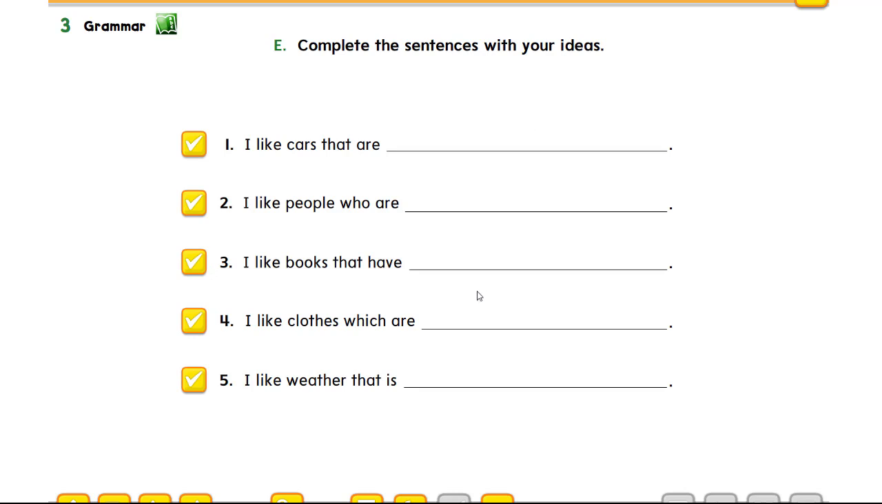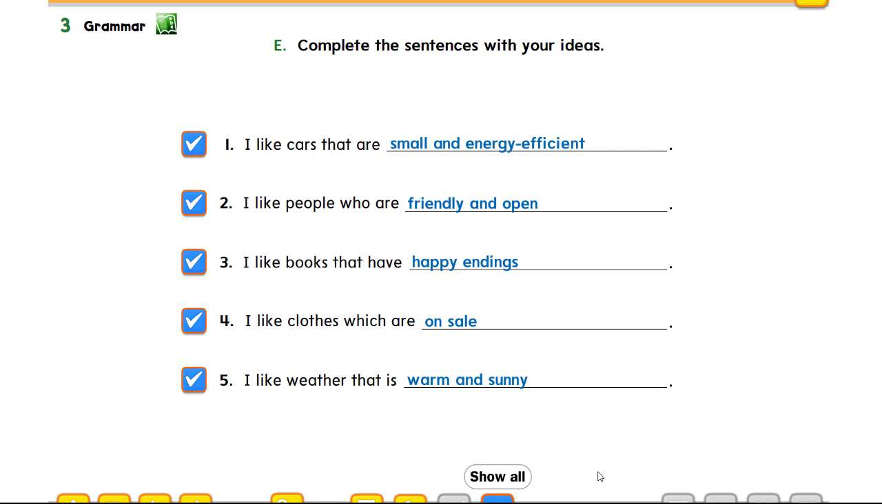Complete the sentences with your ideas. أكمل جملك بأفكارك باستخدام تعريف إلى cars, people, books, clothes, weather. I like، أنا معجب به، الذي. Answers: 1. I like cars that are small and energy efficient. سيارة ملائمة للطاقة مثلا وصغيرة. 2. I like people who are friendly and open. أحب الناس الذين هم ودودون.